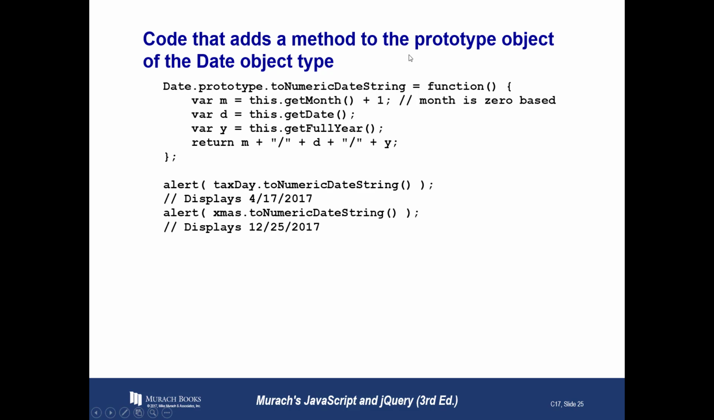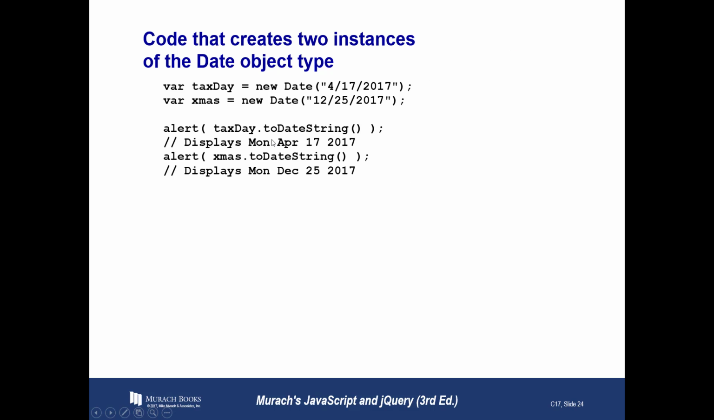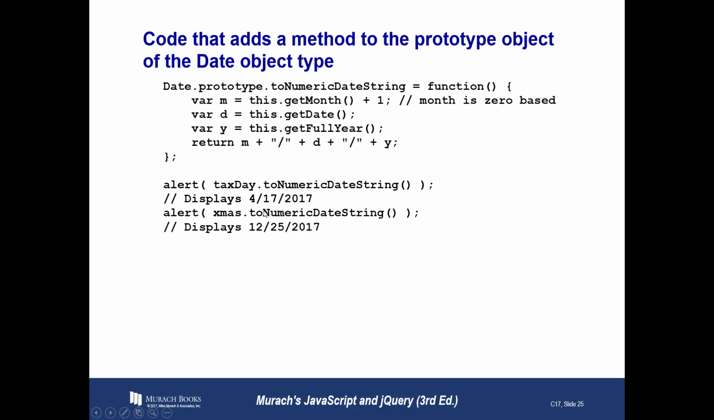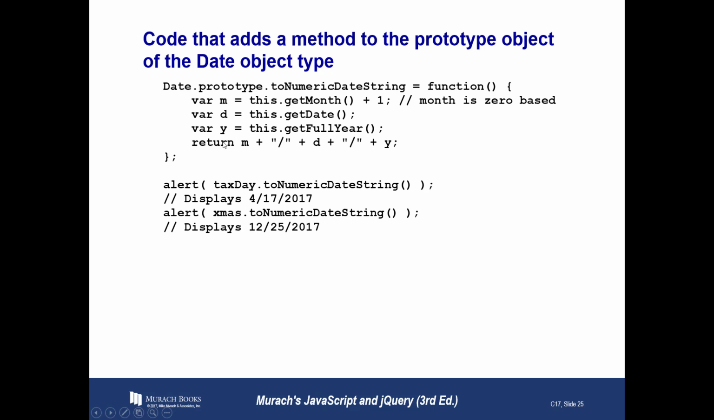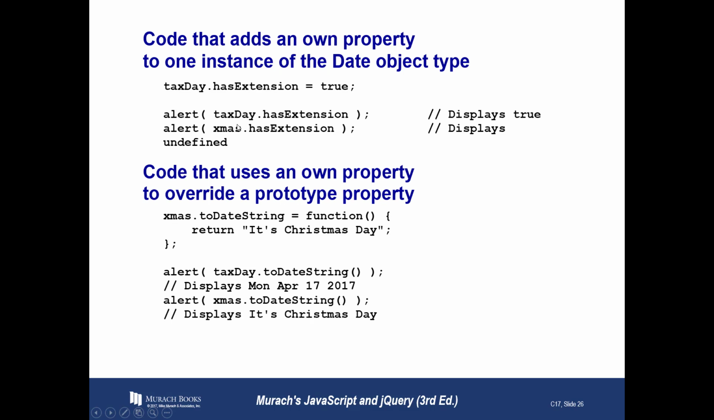So code that adds a method to a prototype object. Well, if we came through here and we added this numeric date string, then instead of showing it like this, we could show it like this. We could add another method that would figure out the day of the year that, let's say tax day is day 73 of the year, and Christmas is day 360 of the year, etc. We could figure that kind of stuff out. We could add yet another method to the prototype object to do that if we wanted to.